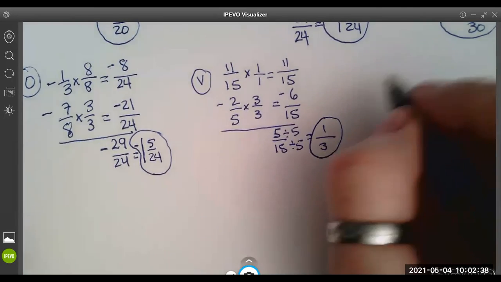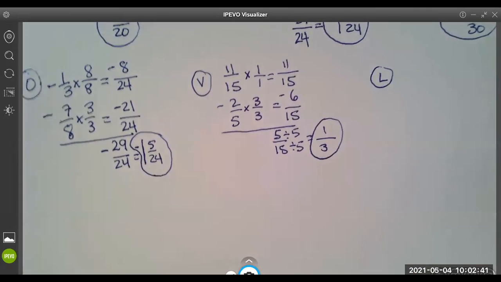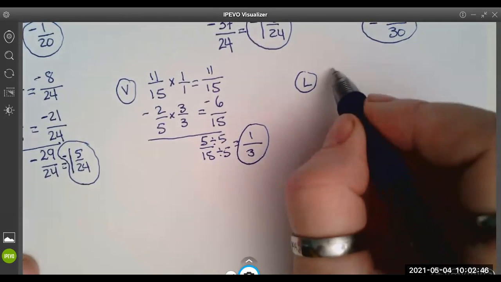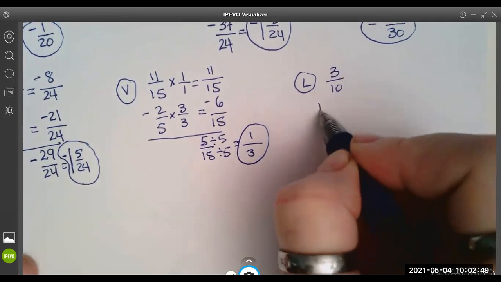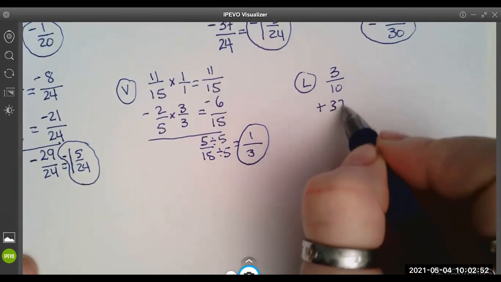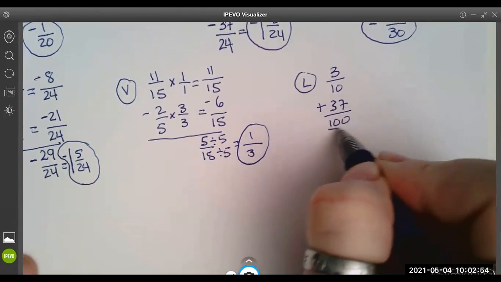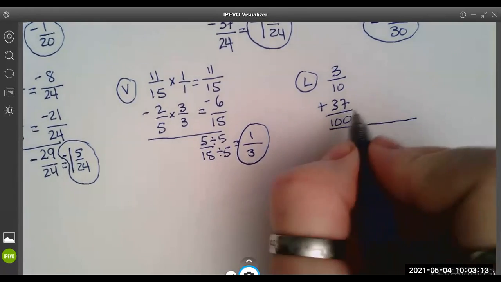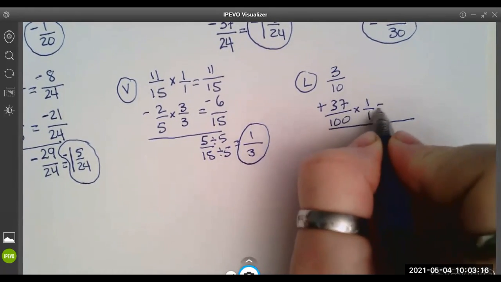We're on L, right? So 3 over 10 with 37 over 100. Always first look, does small divide into big? Does 10 divide into 100? Yes. So 100 is my target. He stays.